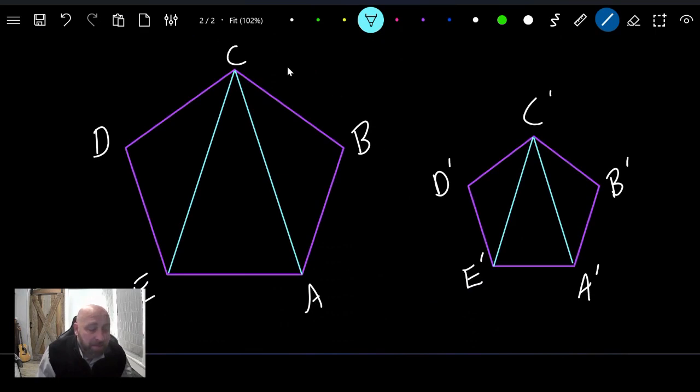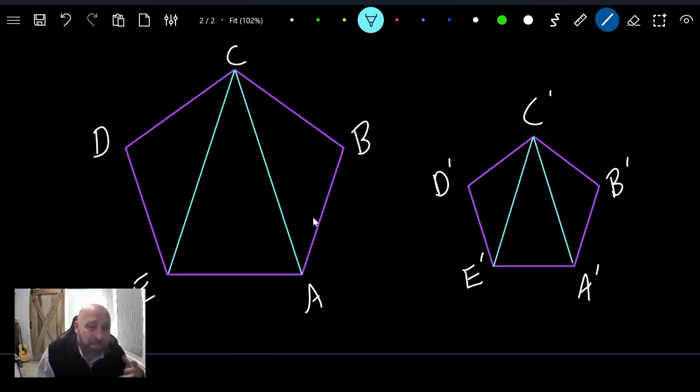Let's do A, B, C, right? A prime, B prime, C prime. Those are similar triangles. Okay, they look similar. They should look similar, but they definitely are, because if the original shape is similar, then the triangles that you create when you decompose the shape or you break it apart are going to be similar.